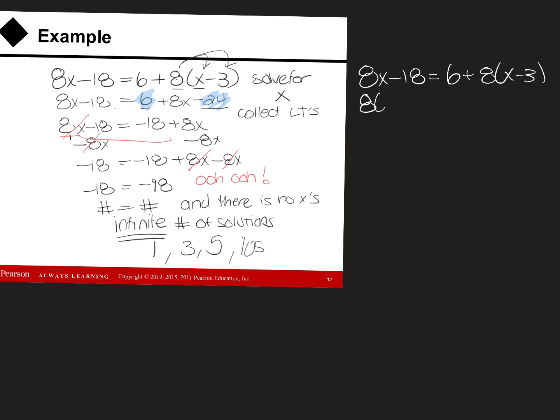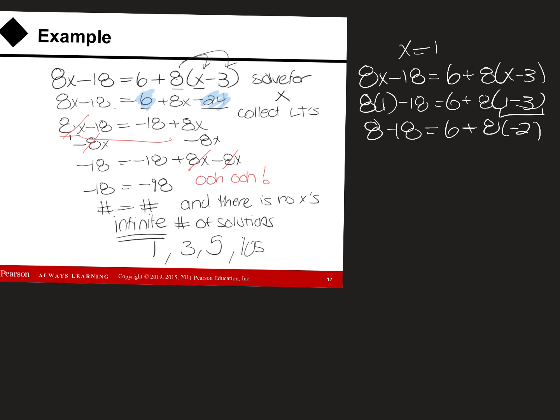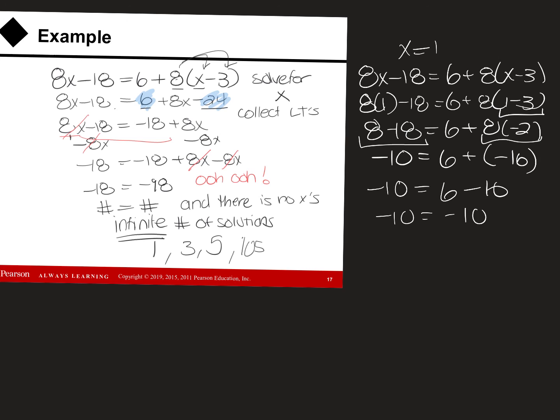We'll put 1 in. So I said x is 1. I'm just picking a number. So 8 minus 18 equals 6 plus 8, and do inside the brackets. That gives me negative 2. This gives me negative 10, right? 8 minus 18. 6 plus negative 16, or you could say 6 minus 16. And I get negative 10 on both sides.